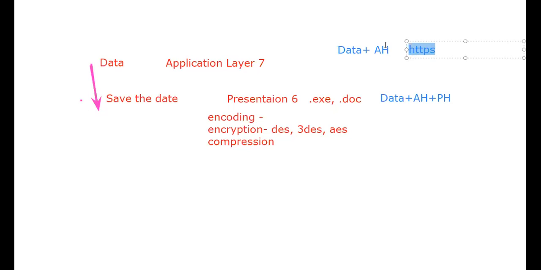So the application layer header, which means when you open HTTPS, you can see many fields in the application layer header.